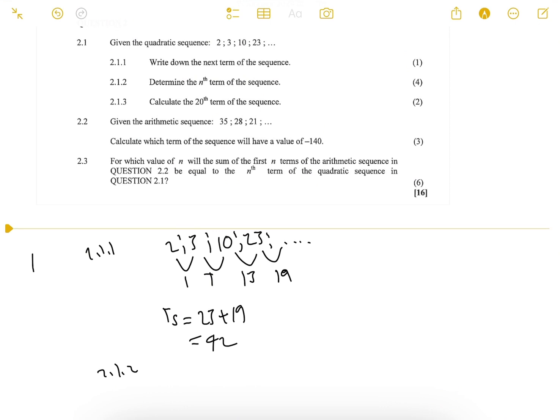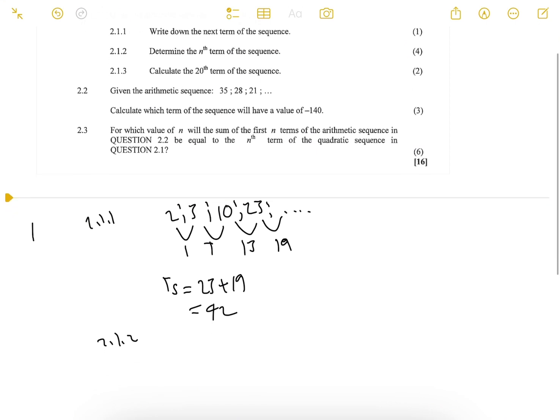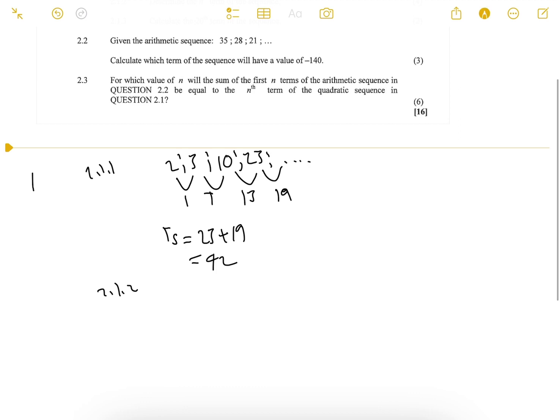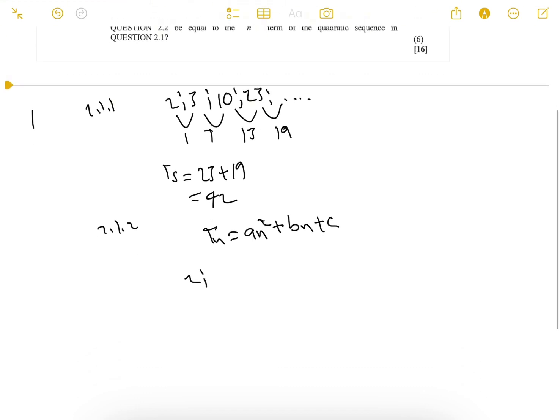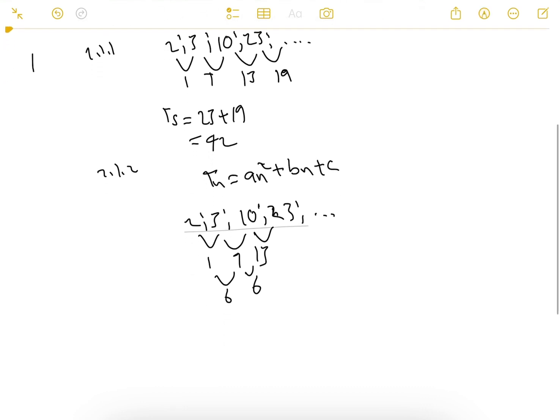Then 2.1.2, they say determine the nth term of the sequence. We know Tn is equal to an squared plus bn plus c. From the pattern 2, 3, 10, 23, we have differences 1, 7, 13, and then 6 and 6, a common difference. So here we have 2a, then 3a plus b, and then a plus b plus c.